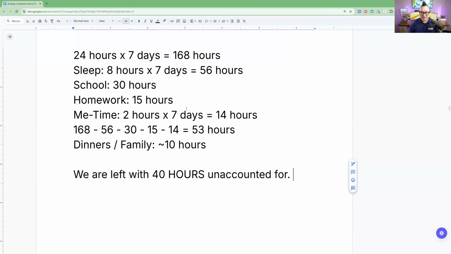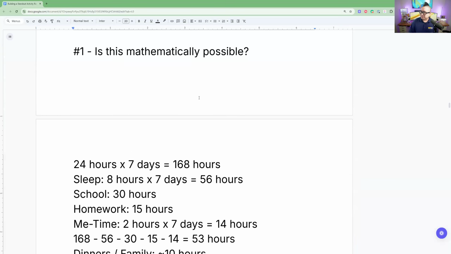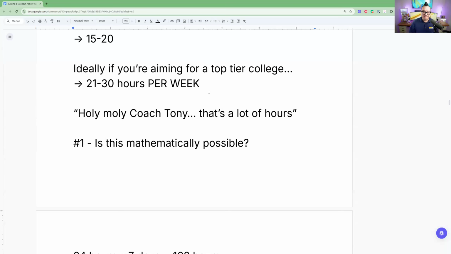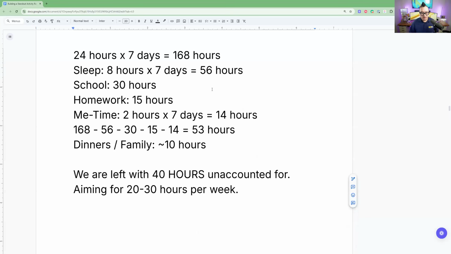Number two, I'm asking for 20 to 30, aiming for 20, 30. So even part of this 20 more hours of this, you can play video games, scroll TikTok, sleep more as well too. So aiming for 24 hours per week is the key. That's the first part. So the first one is, is it mathematically possible? It is.